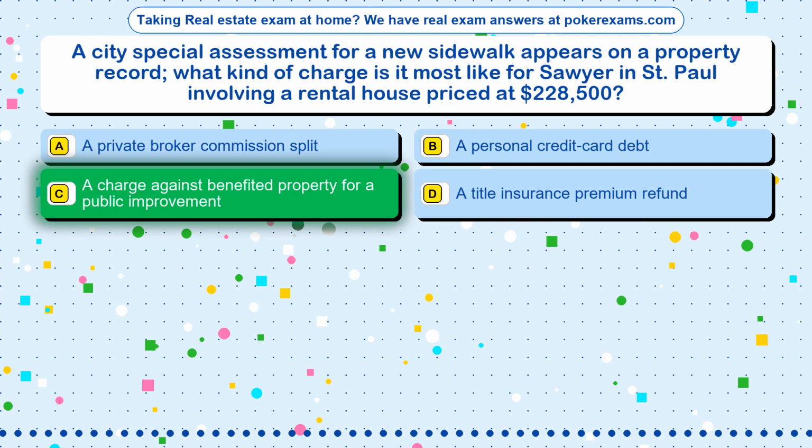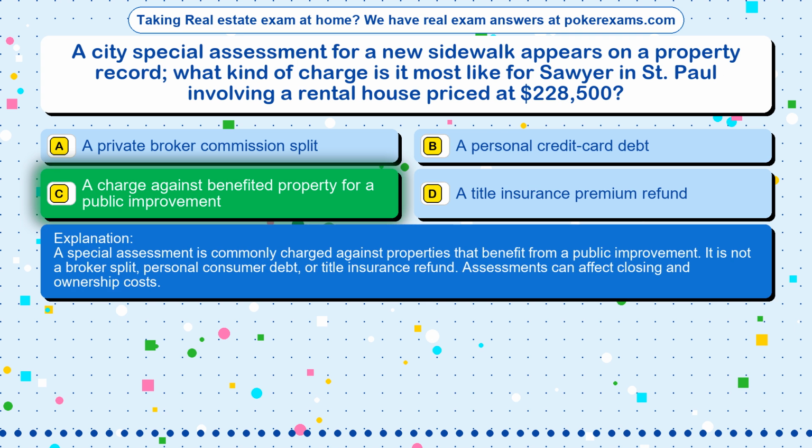The correct answer is option C, a charge against benefited property for a public improvement. A special assessment is commonly charged against properties that benefit from a public improvement. It is not a broker split, personal consumer debt, or title insurance refund. Assessments can affect closing and ownership costs.